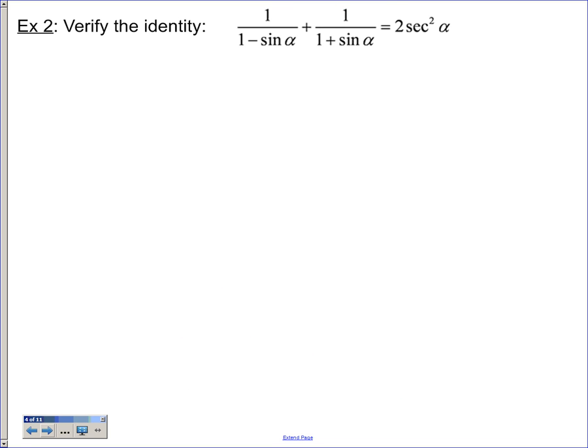Our next example, again, the left-hand side is a lot messier than the right-hand side. So we have two fractions. In this case, we're going to try to find a common denominator. Now, before I get going, our variable is alpha. It's just another Greek letter, just like theta or x or just any variable that we use to denote the angle. Okay, so my first step is let's get a common denominator.